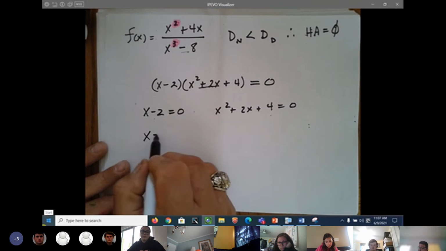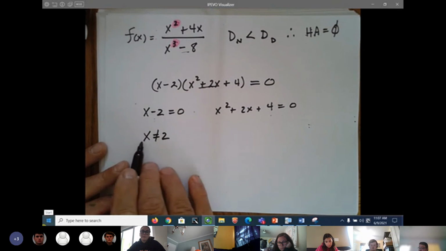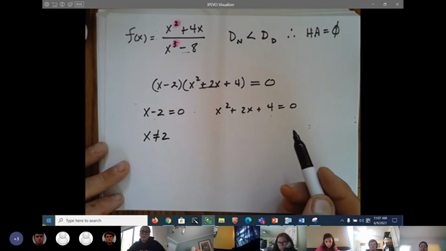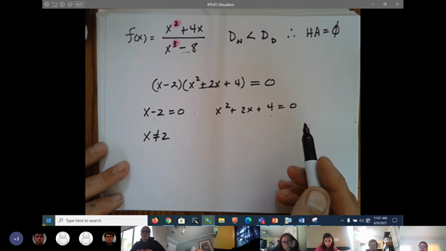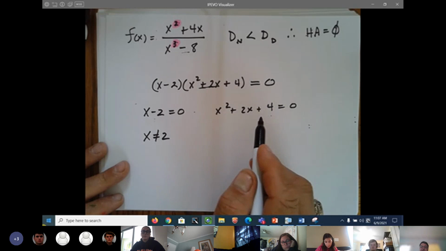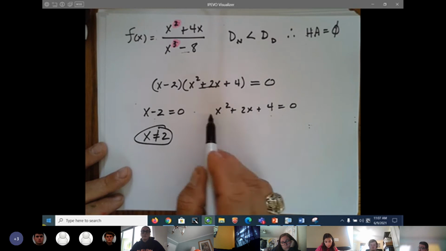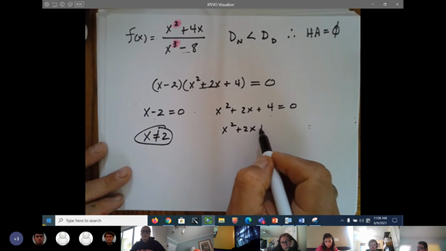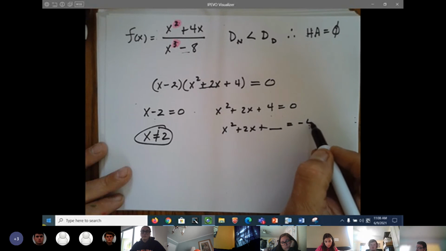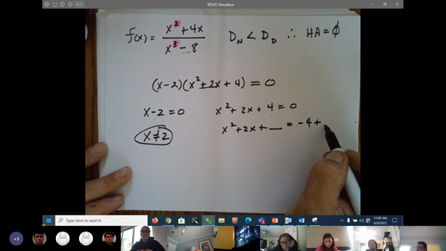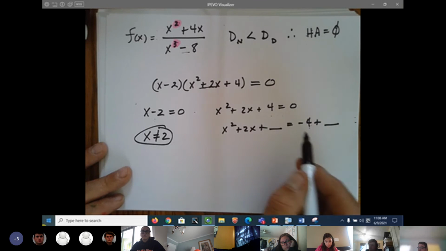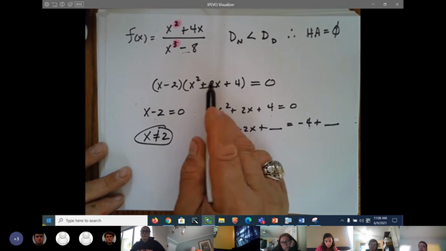And x cannot equal 2. So if you use 2 in this formula, what will you get? Well, 2 cubed is 8. 8 minus 8 is 0. You get 0, Hubert. That's right. So you can't have that. Now let's do this. x squared plus 2x plus blank is equal to negative 4 plus blank. What you're going to get is a negative, which means no solution. And I said that when I said this wasn't factorable.